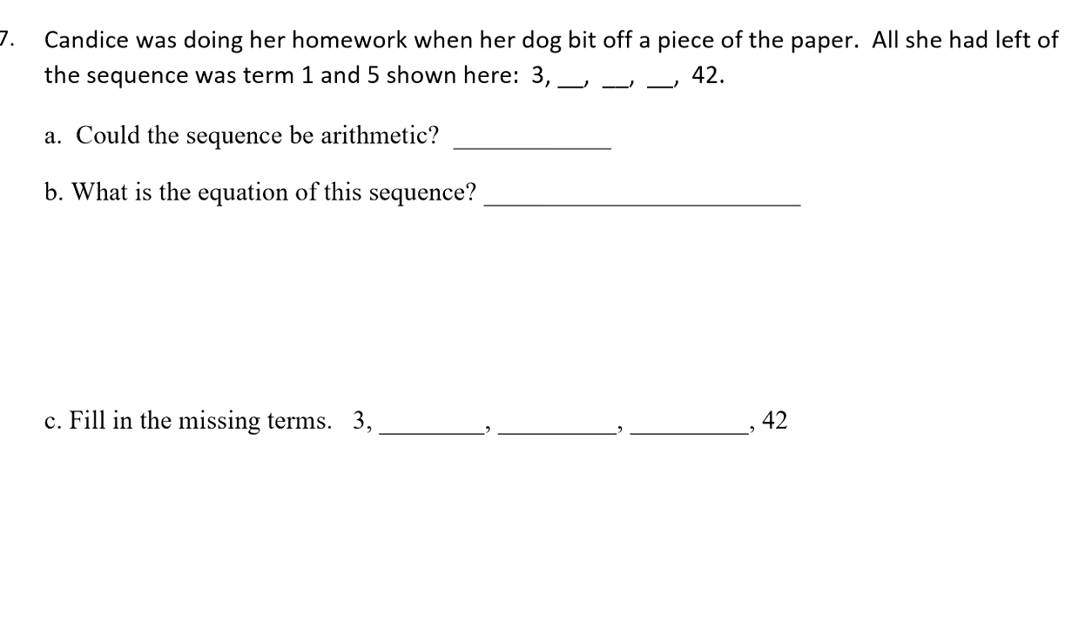Candace is doing her homework when her dog bit off a piece of the paper. All she had left of the sequence was terms 1 and 5. So she's got the first and the fifth term in a sequence. And the question is, could that sequence be arithmetic if you just have the two values there? Well, yeah, it actually could.